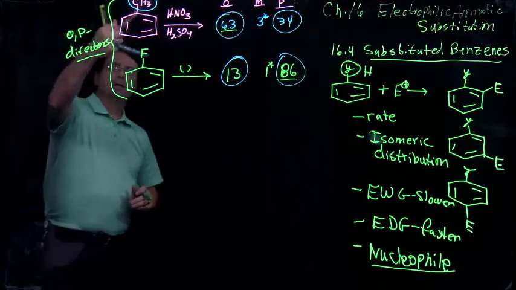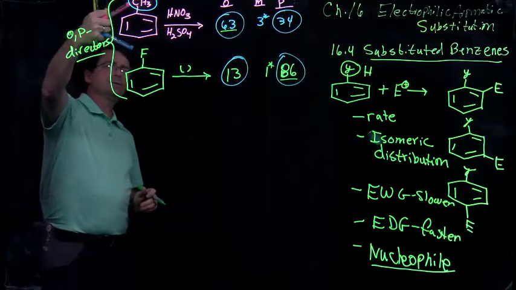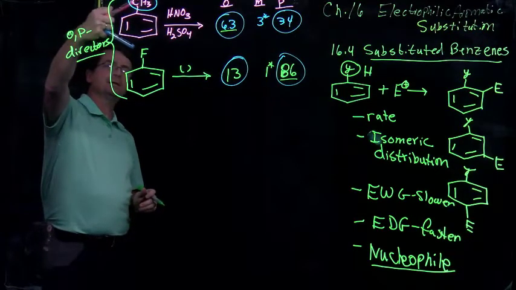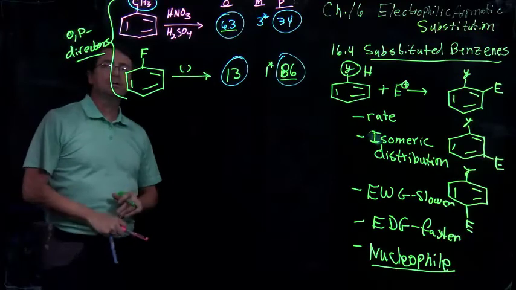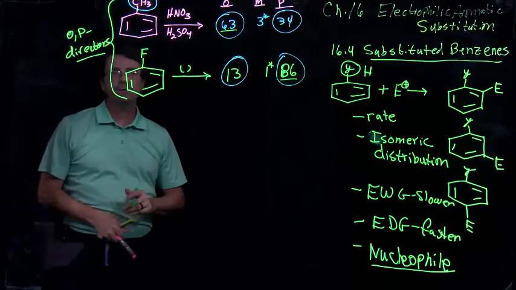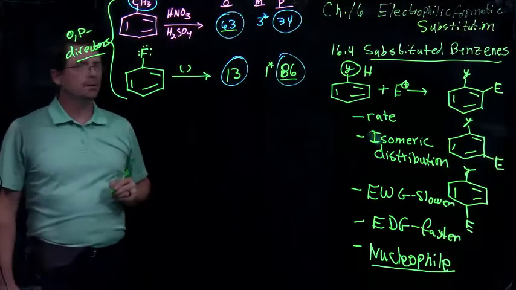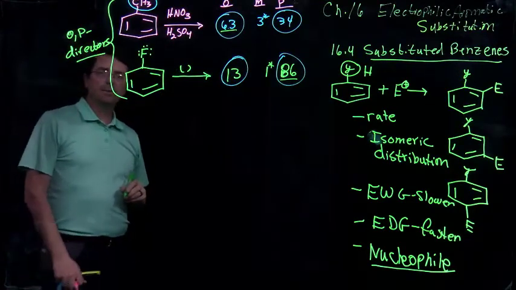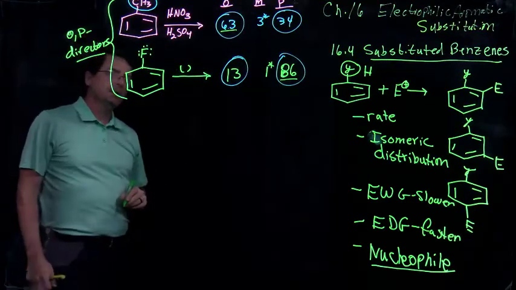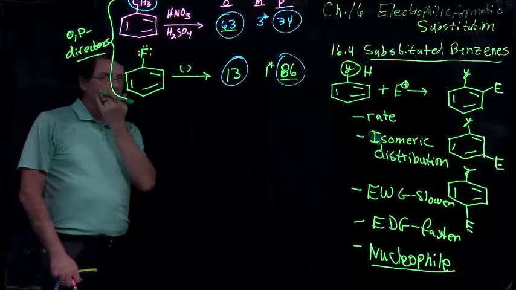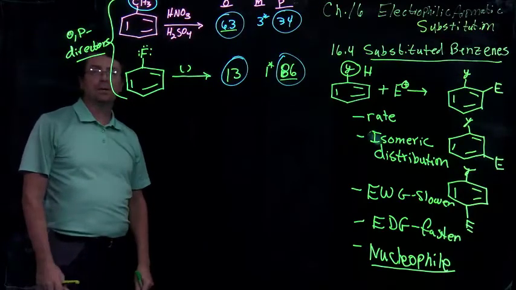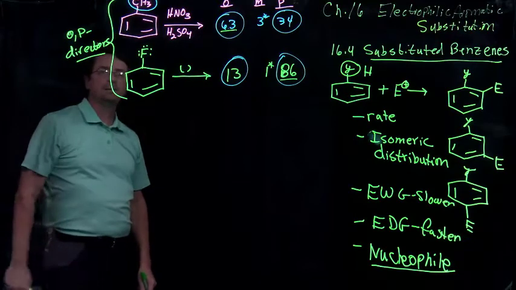Now, the alkyl group I chose here specifically. So the alkyl groups are the only ortho-para directors that don't have lone pairs. What you'll see is that for the ortho-para directors, almost all of them, again with this exception, will have lone pairs on the atom adjacent to the ring. That is, the atom bonded to the ring.